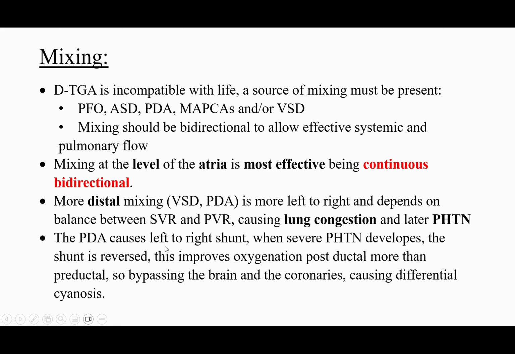The PDA causes left to right shunts. When severe pulmonary hypertension develops, the shunt is reversed. So this improves oxygenation post-ductal more than pre-ductal, so bypassing the brain and the coronaries, causing differential cyanosis.